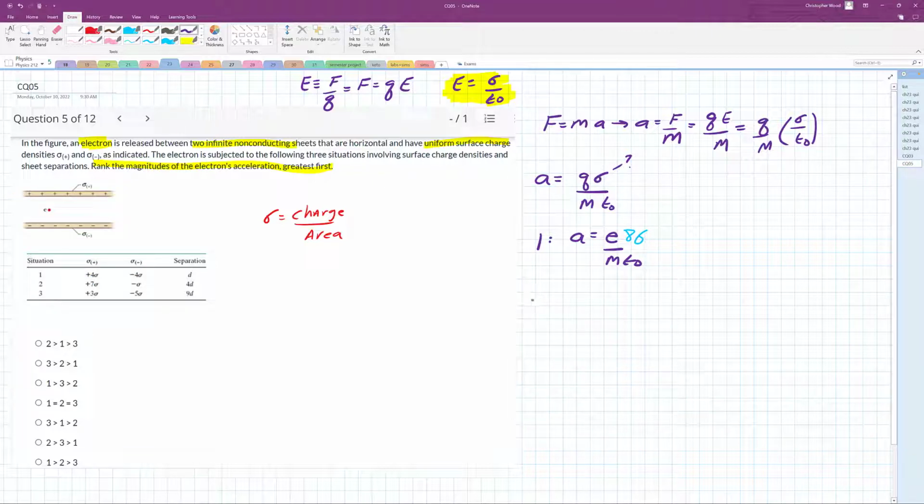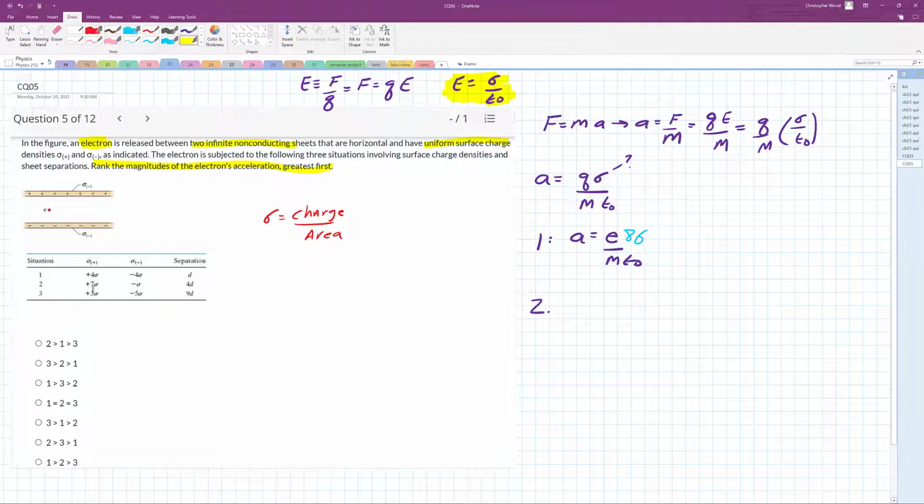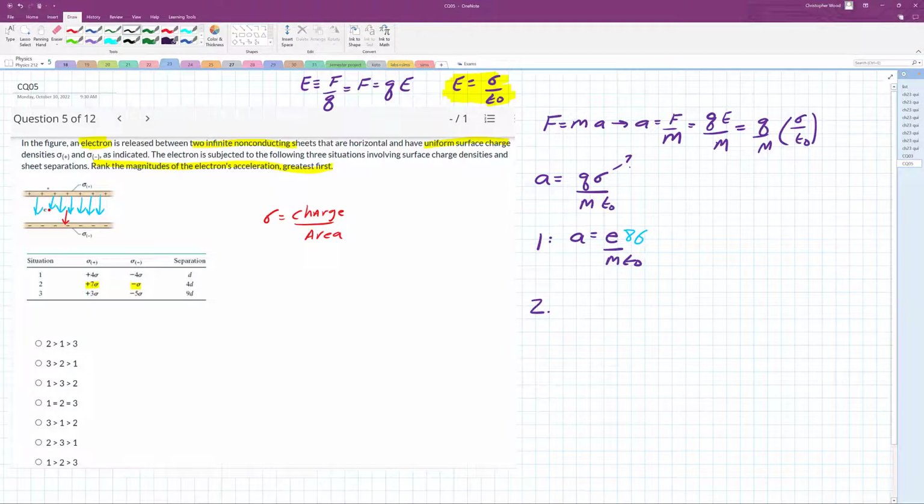Okay, for situation number 2, I have plus 7 sigma for my positive plate, minus sigma for my negative plate. So let me represent that visually. Plus 7: 1, 2, 3, 4, 5, 6, 7. And for my negative plate, it's just minus sigma there. So when I add up all of these field lines, I have a total of 8 field lines, and that's just meant to be representative.